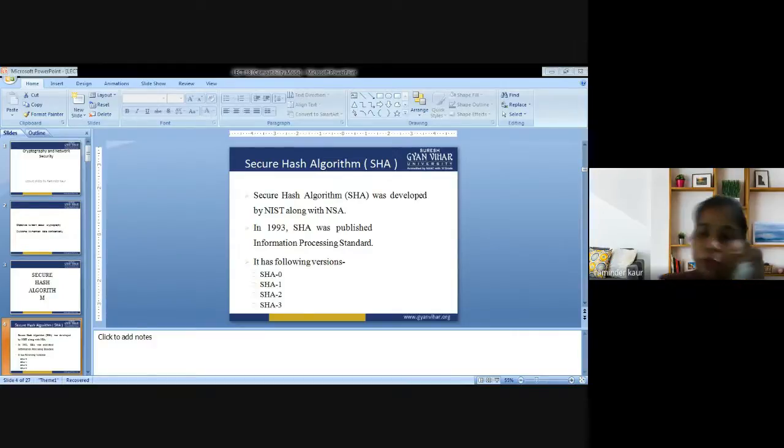So let me show you an example. Just have a look at the picture: how we are supposed to deal with digital signatures in an online mechanism. Let me show you the picture and I will explain the concept. The concept is already explained, you can just have a look at the pictorial representation of the digital signature process.